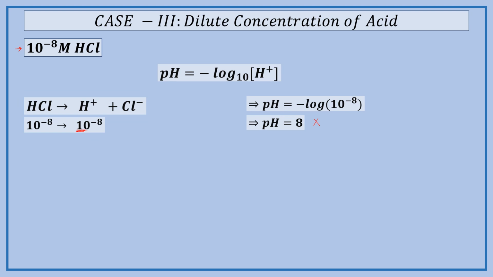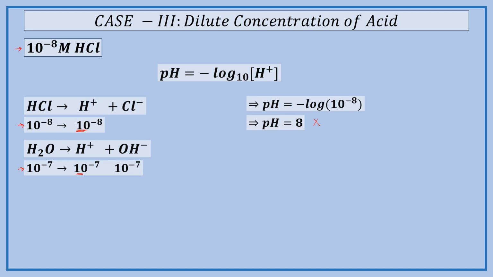Well, when the concentration of an acid becomes too dilute, then we also have to consider the concentration of H plus contributed from the water. Because this is an aqueous solution, we cannot ignore the concentration of H plus coming out from the water molecule, because both these concentrations are now comparable. 10 to the power minus 7 and 10 to the power minus 8.